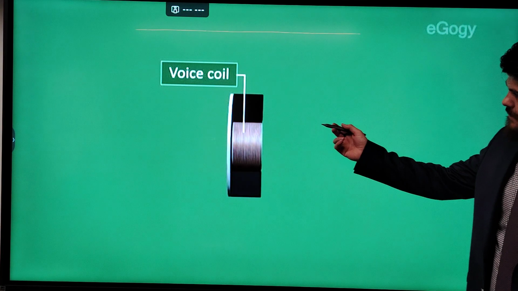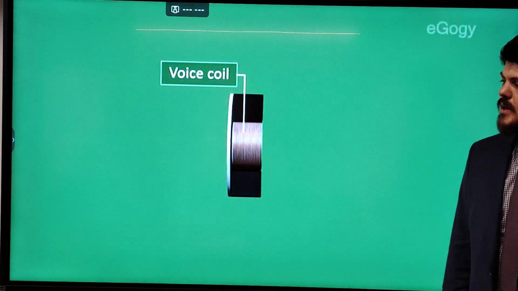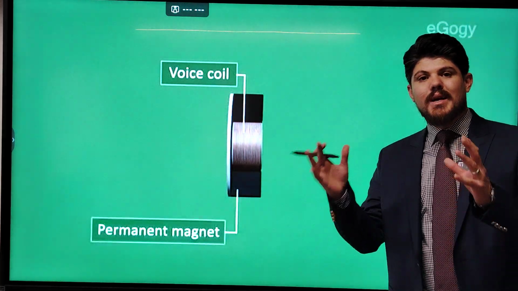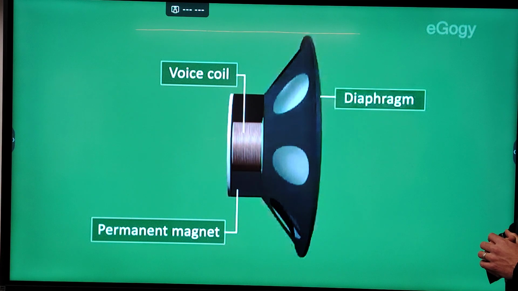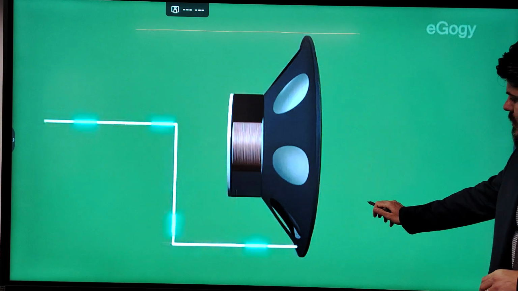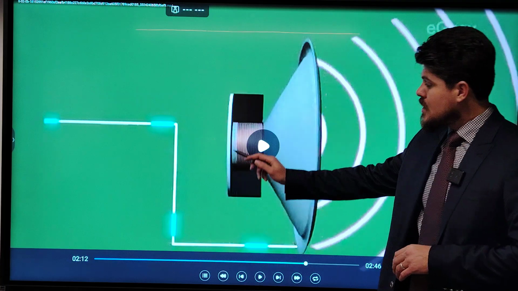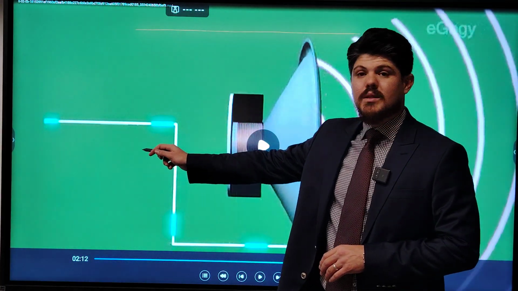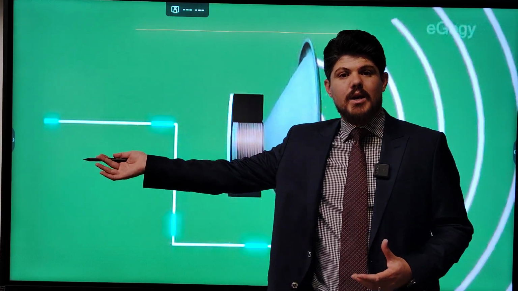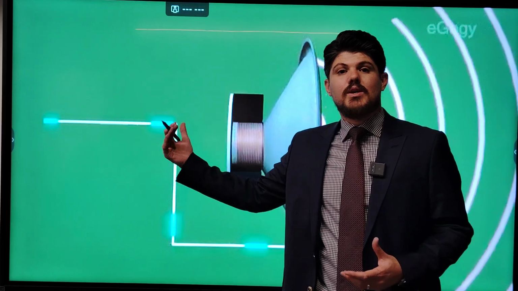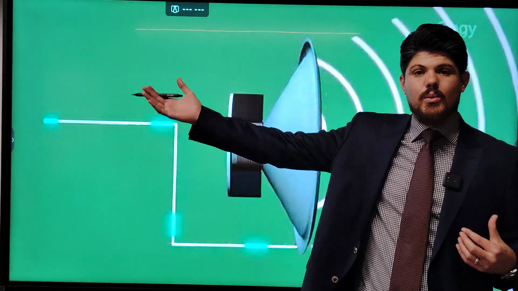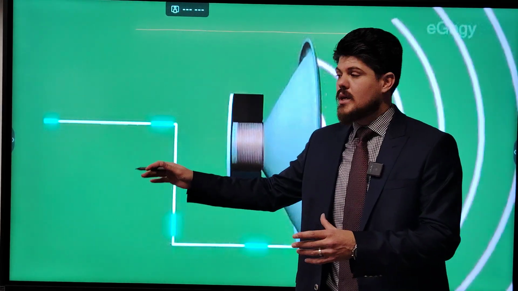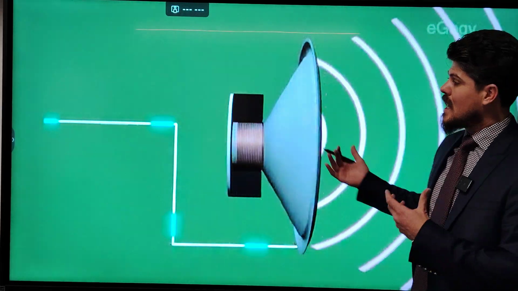The voice coil is placed between the opposite poles of the permanent magnet, so it is in the magnetic field. A diaphragm is attached to the coil. The electrical signal is the induced current from the microphone, when the sound wave is converted. This induced current is sent from the microphone to the loudspeaker.